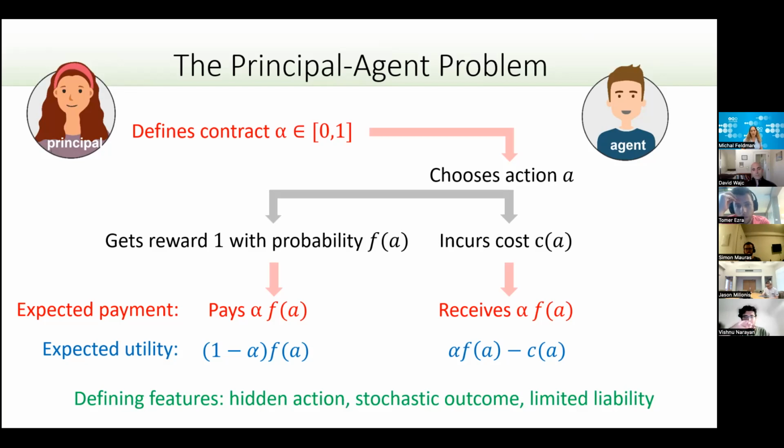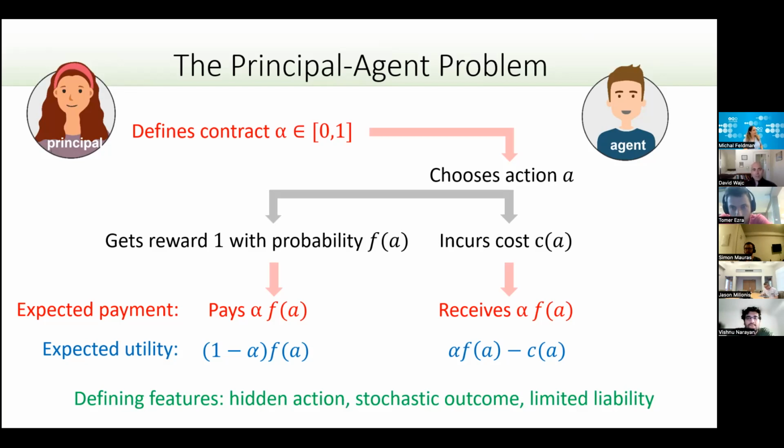And another important feature of this model is limited liability, meaning that payments go only from the principal to the agent, and they are non-negative. The principal can never get money from the agent. Okay, we're good. Any questions about the model?